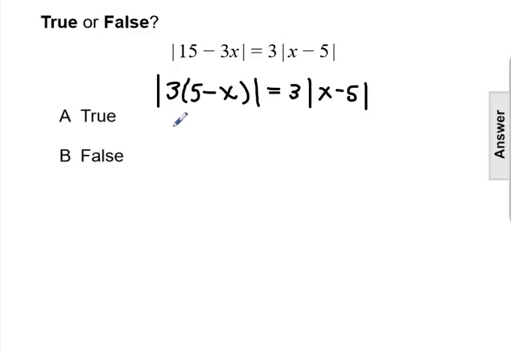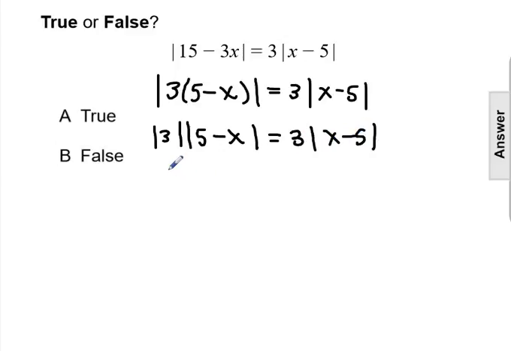Then we can rewrite the absolute value of 3 times the absolute value of 5 minus x is equal to 3 times x minus 5. And then the absolute value of 3 is 3, so 3 times the absolute value of 5 minus x equals 3 times the absolute value of x minus 5. Now we're really, really close with the 3 factor on the outside, but it's the question of, is 5 minus x the same thing as x minus 5, the absolute value?